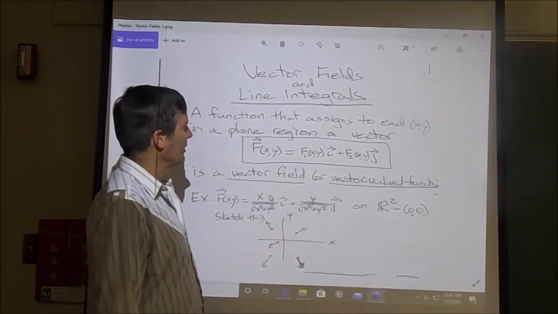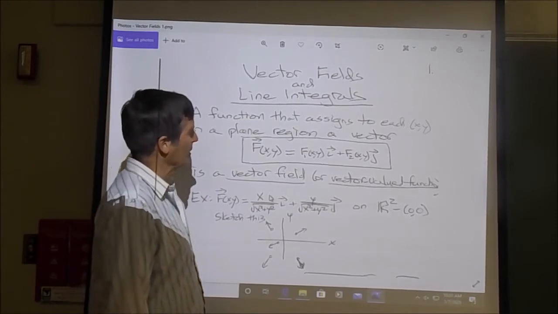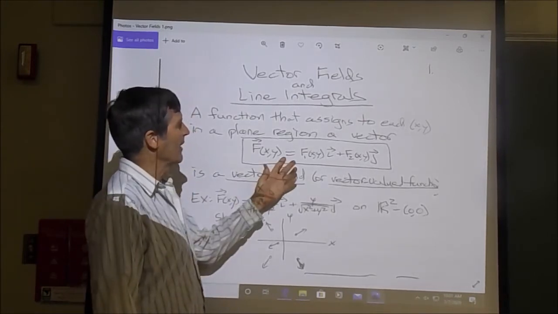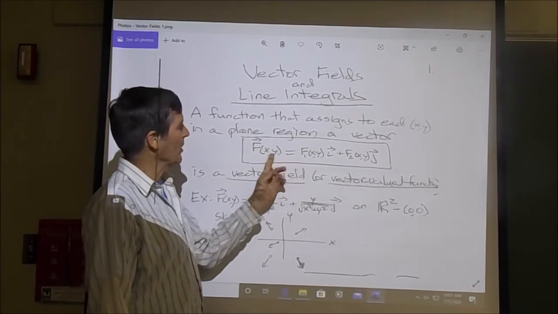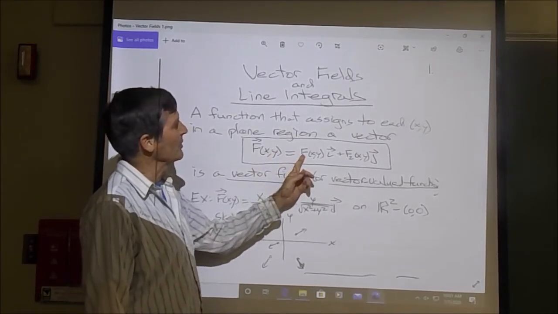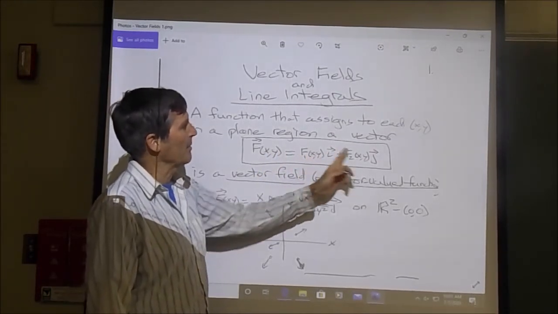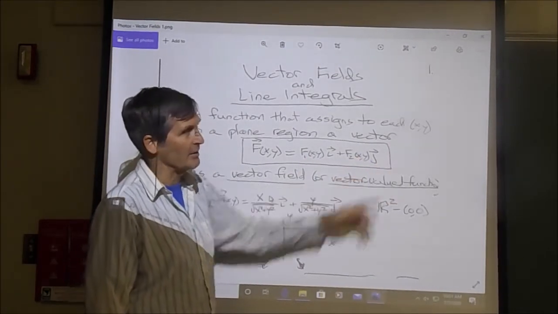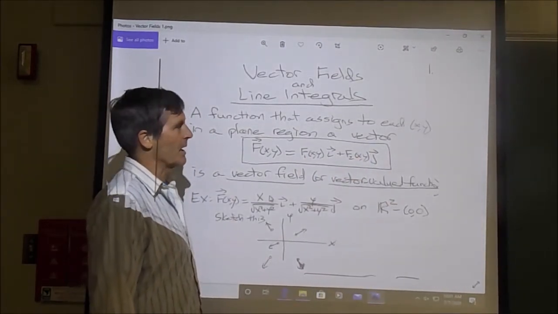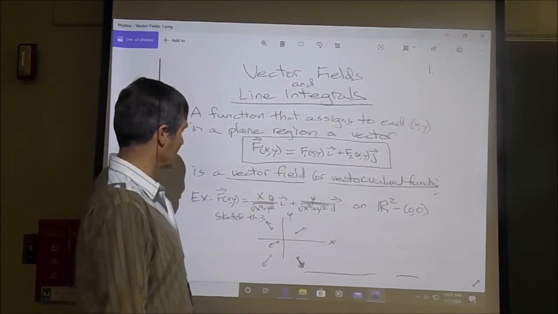Now, we can do these in any number of dimensions, of course, right? This is a vector field in the plane. You could also have f of x, y, z equals three components, a function times i plus a function times j plus a function times k. Those are common in lots of the physical sciences, for instance.